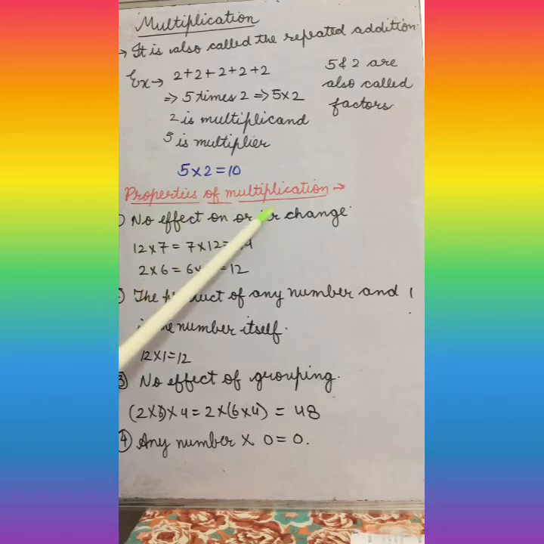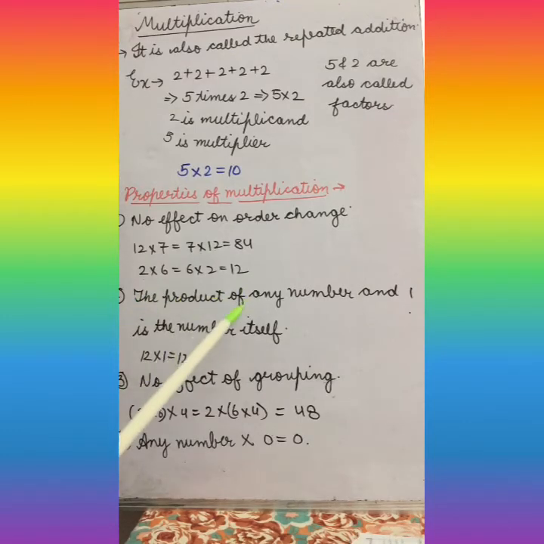Properties of multiplication. So first property is, if we are changing the order of the two numbers which are multiplied, we get the same product. Like 2 multiplied by 6 can also be written as 6 multiplied by 2 gives 12. If any number is multiplied by 1, we get the number itself, like 12 multiplied by 1 will be 12.